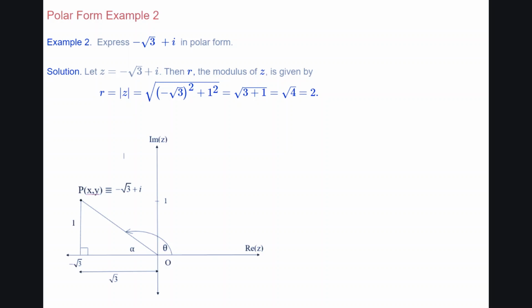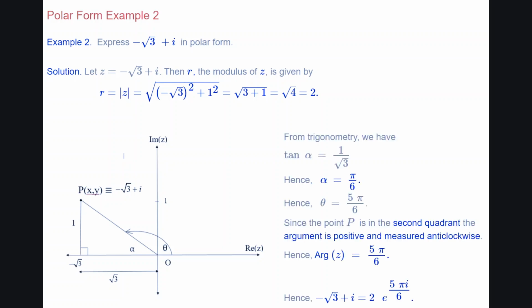Again, for the argument, we draw a diagram. And from trigonometry, in the triangle, we see with alpha as the acute angle, tan alpha is 1 over root 3, and hence alpha is pi on 6. Therefore, the obtuse angle theta is 5 pi on 6. It's pi minus pi on 6.